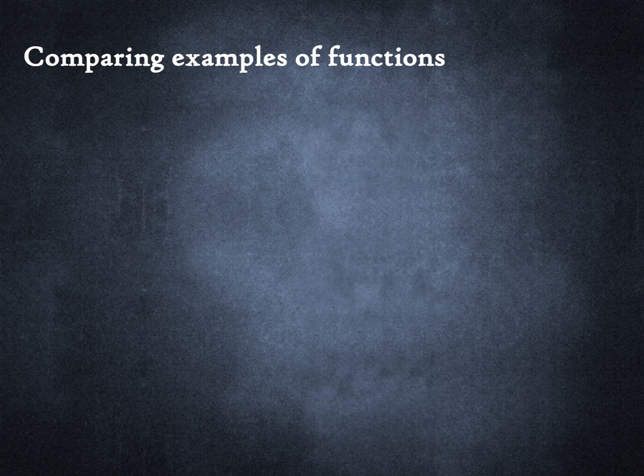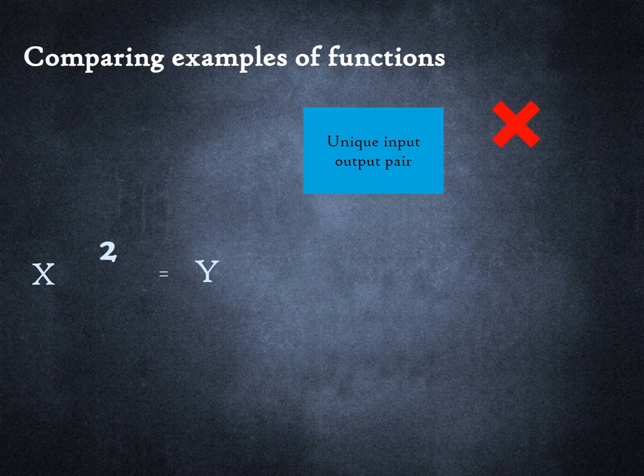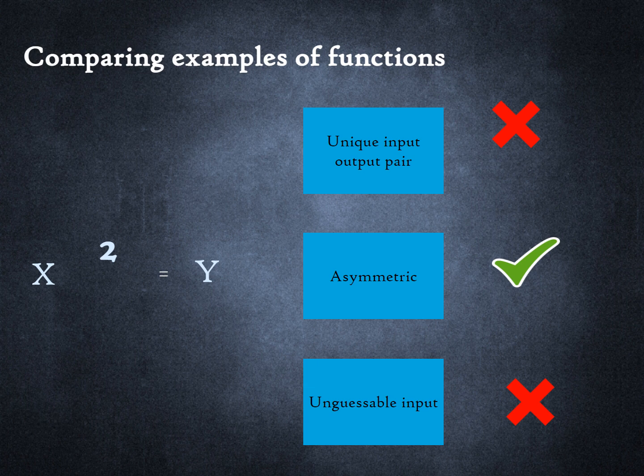Consider the function x squared equals y. The input could be a positive or negative number. Hence, it does not meet the first criteria. We cannot calculate the input backwards with certainty since there are 2 possible options. Hence, this function meets the second criteria. It is asymmetric. Finally, since there are only 2 possible inputs for a given output, the input is guessable. If the output was 25, there are 2 possible inputs.